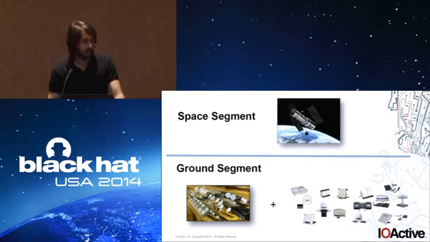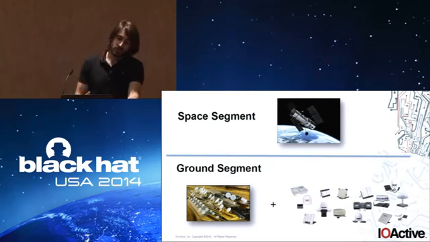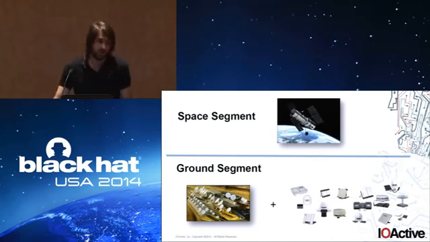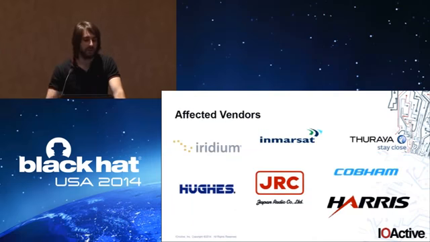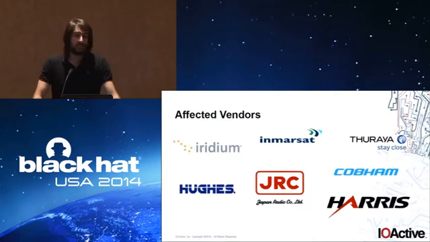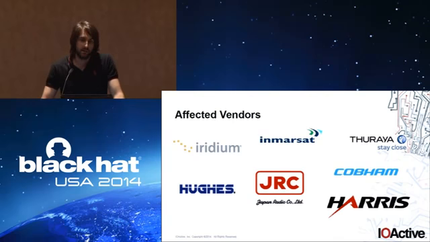Basically, the satellite infrastructure can be divided into two major segments, the space segment and the ground segment. Our research was focused on the ground segment, specifically all those mobile earth stations, ship earth stations, or aircraft. We have more than 20 devices affected, also a bunch of vendors involved, some big players in the field.